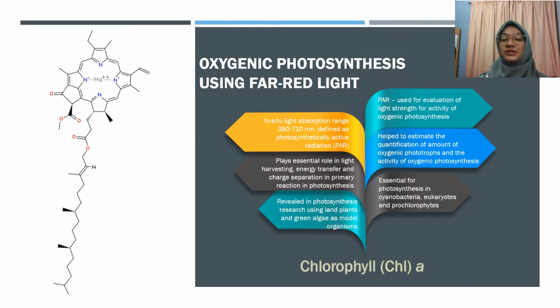The in situ light absorption for chlorophyll A ranges between 380 to 710 nanometers, and it is defined as photosynthetically active radiation. Photosynthetically active radiation, or PAR, is the range of the spectrum that can be absorbed for the photosynthesis process, and it is used to evaluate the light strength for the activity of oxygenic photosynthesis. Chlorophyll A absorbs most energy from violet-blue and orange-red light. It usually reflects green-yellow light, and thus most organisms containing chlorophyll A will appear green or yellow to our eyes.